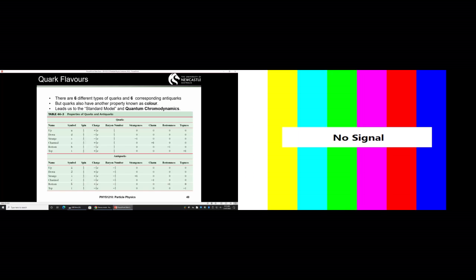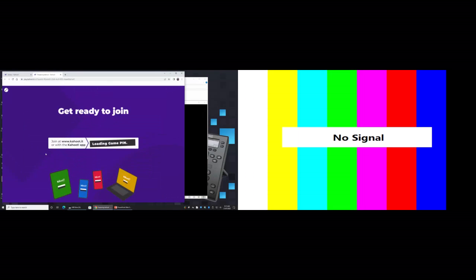So then the question is, if we look at this kind of table, can we figure out how a certain particle might be made? We're going to try and do this on a Kahoot question, so let's get our Kahoot started for the day.